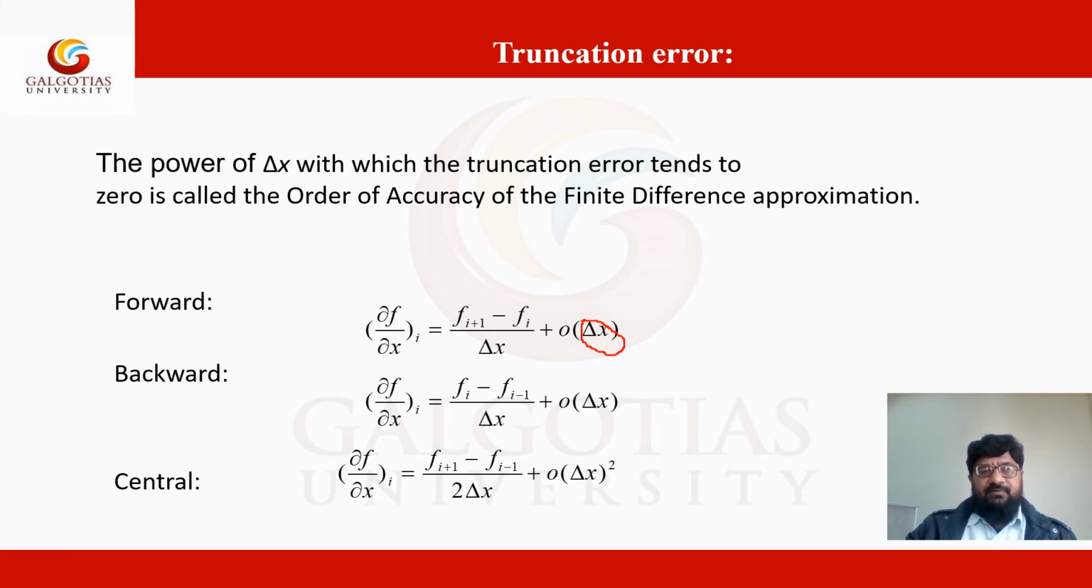If the power of del x in the truncated or neglected series is 1, then the finite difference will be said to be first order accurate. And if the power of del x in the neglected truncated series is 2, then the finite difference equivalent will be said to be second order accurate.